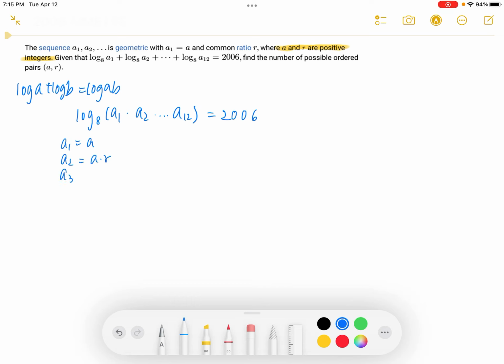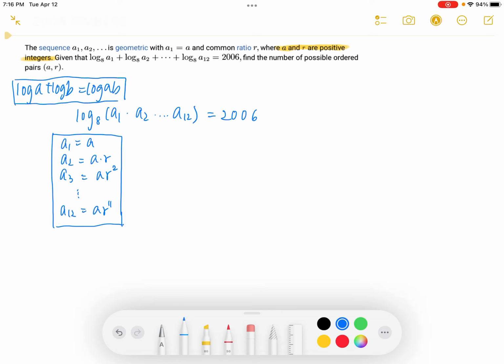a2 is equal to a times r, and a3 is equal to a times r squared. So a12 is equal to a times r to the power of 11. So we can rewrite this expression in terms of a and r instead of the terms. We have log base a of a times ar times ar squared times all the way up to a times r to the power of 11, which is equal to 2006.